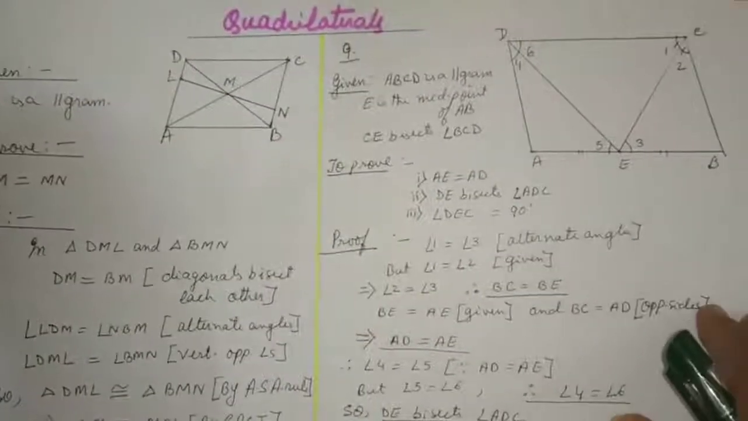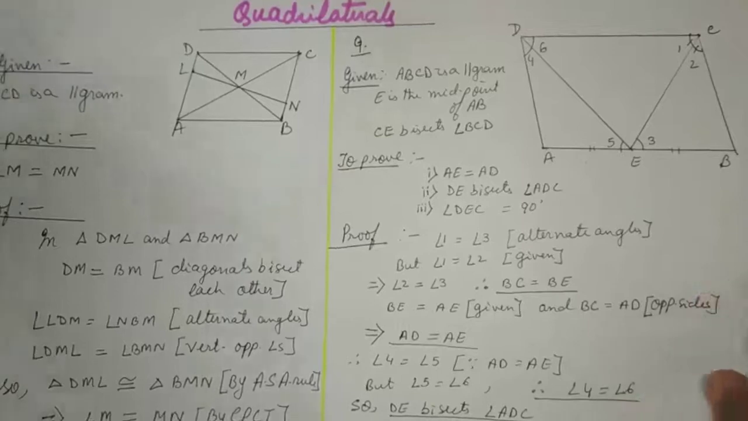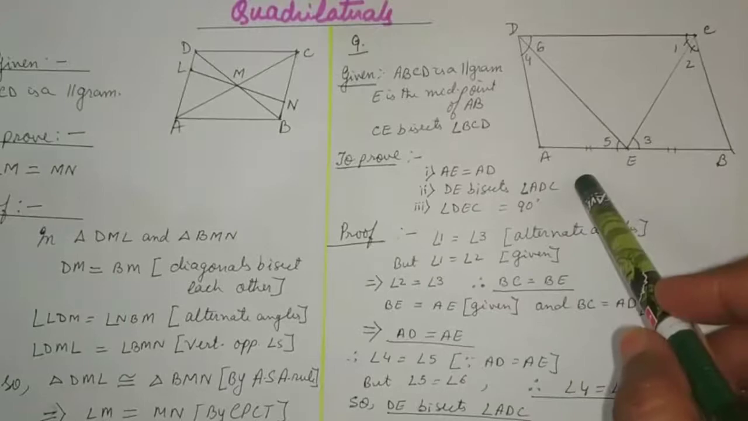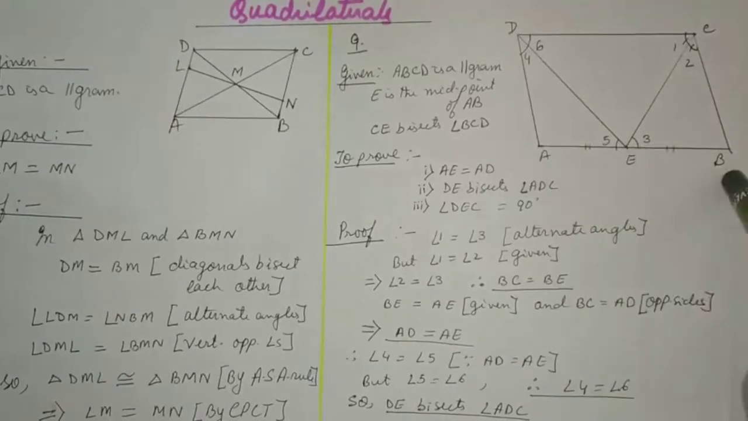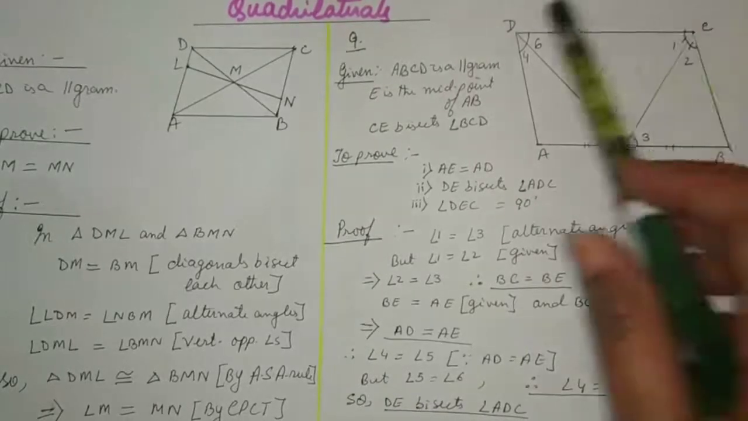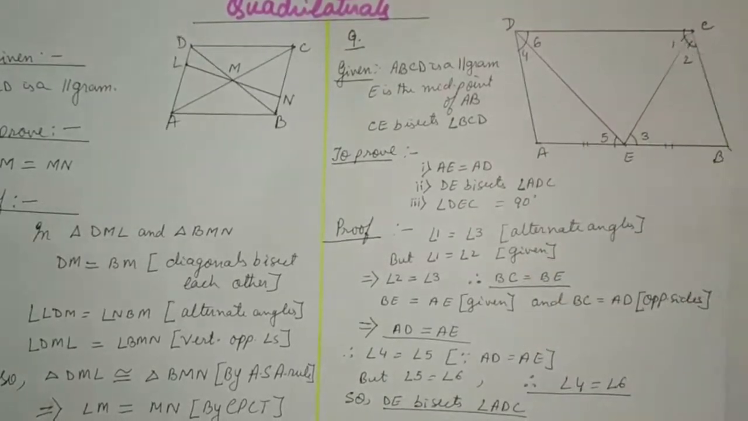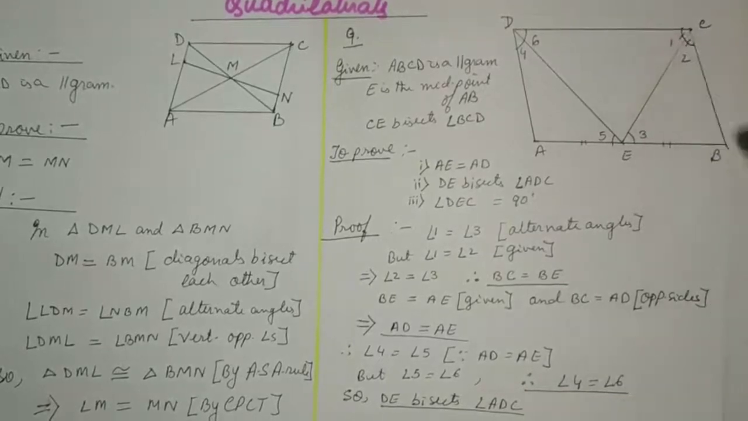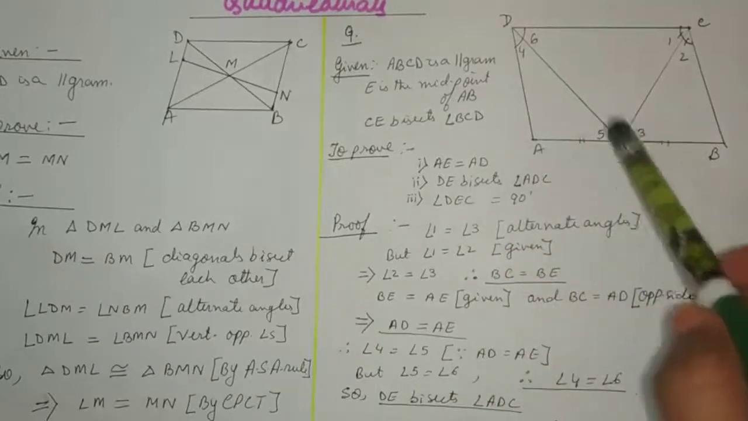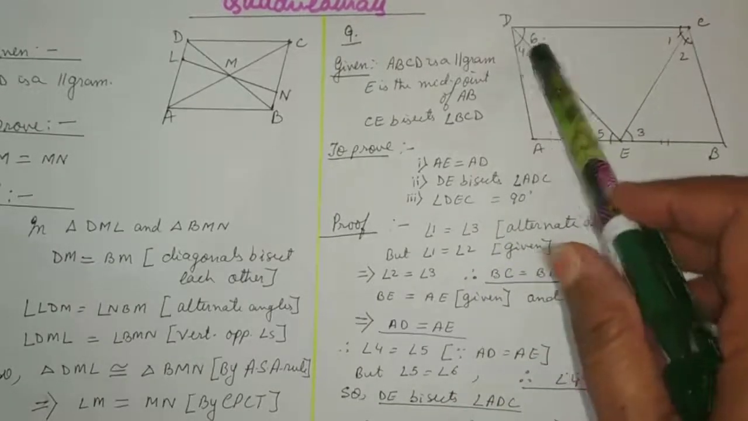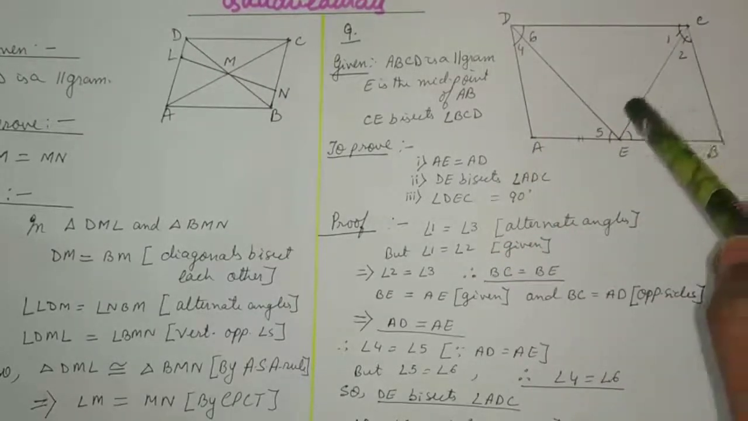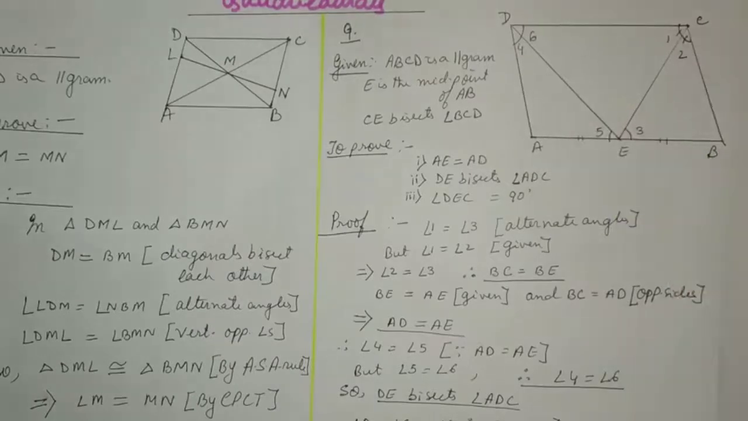Question number 9. According to the figure, ABCD is a parallelogram. E is the midpoint of the side AB and CE bisects angle BCD. So I have also shown in the figure how angles are equal because it is bisecting. You have to prove that AE is equal to AD, DE bisects angle ADC, and DEC is equal to 90 degree. Now how to prove?